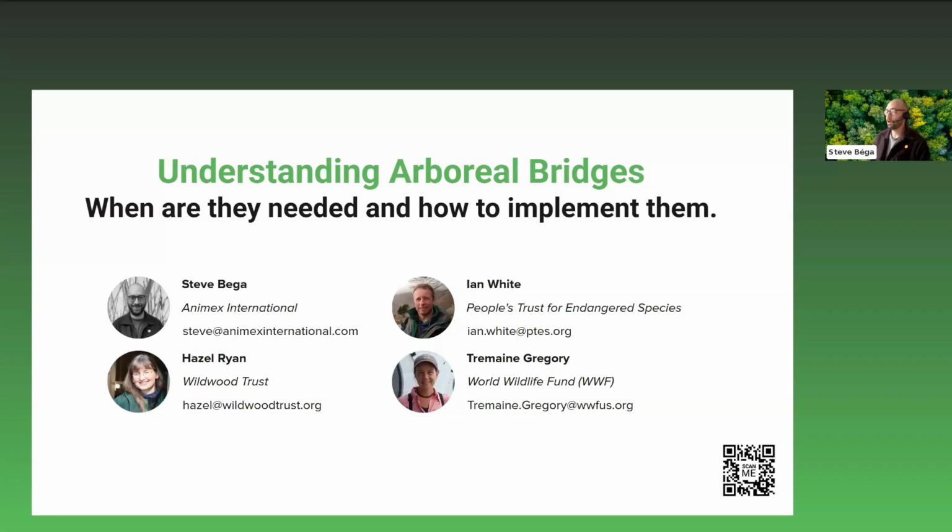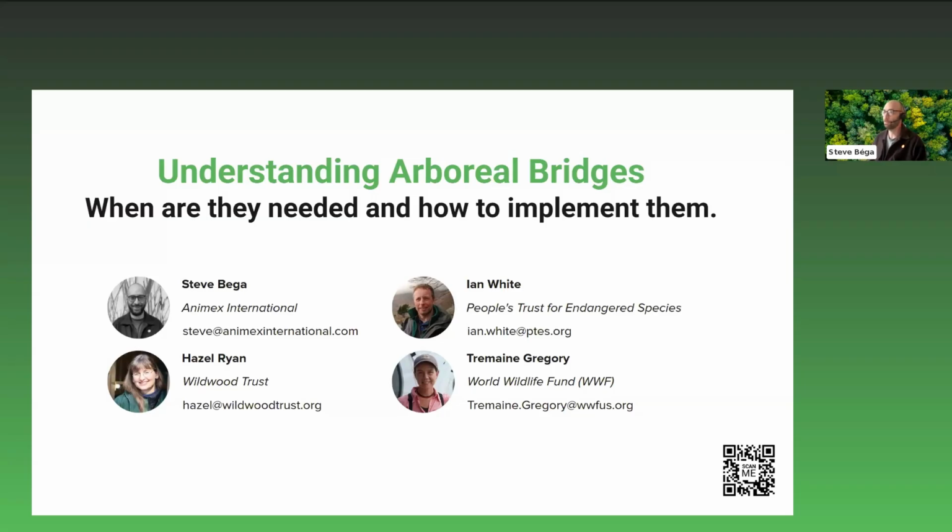To introduce myself to start, my name is Steve Bega, and I'm the technical manager at Animex International, which is part of EcoSupport Limited and recently the Adler and Allen Group. Within my role, I get the pleasure of helping to solve lots and lots of problems that help to mitigate the impact of infrastructure on wildlife and work to help provide solutions that keep people and wildlife safe, exploring a wide variety of ways we can reduce wildlife and infrastructure conflict whilst ensuring habitats remain connected.